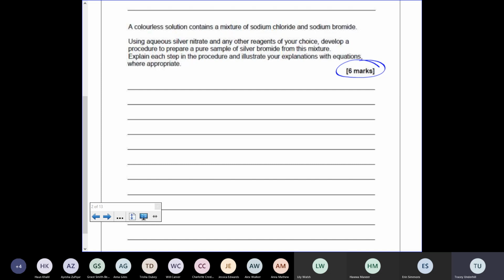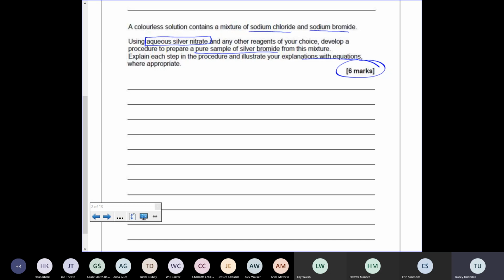Colour solution containing a mixture this time of sodium chloride and sodium bromide using aqueous silver nitrate. So you should be thinking, what's that going to do? And remembering that with silver nitrate, it's a test for these halide ions. With your chloride, you'll form your white precipitate. With your bromide, you'll form a cream precipitate. And then it says it wants to produce a pure sample of the silver bromide. Okay, explain the steps and importantly, write equations for the reactions that are going on.